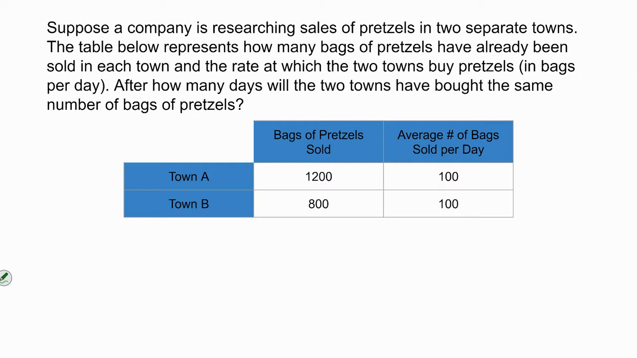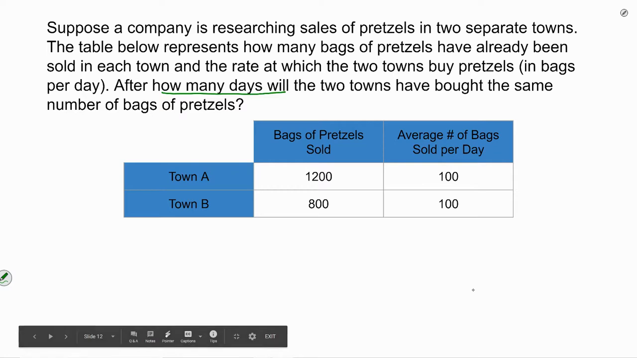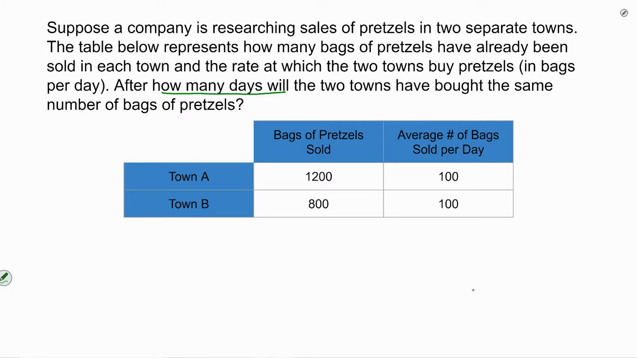So we are basically looking at the same problem as the last video, and if you didn't check that, it was using Graspable Math. But the thing we're looking for again is days until the towns have bought the same amount. And so we have the bags of pretzels that have already been sold. We have the average bags sold per day. So we have kind of a rate going on here. We have our starting amounts. And we're going to see when these two towns will be the same.